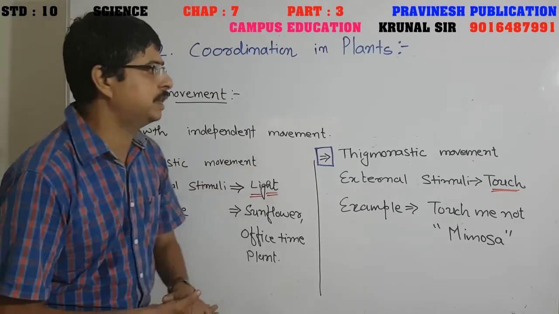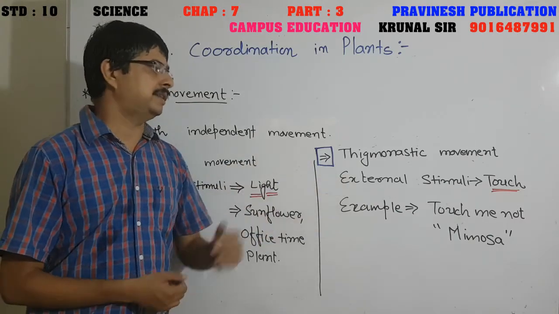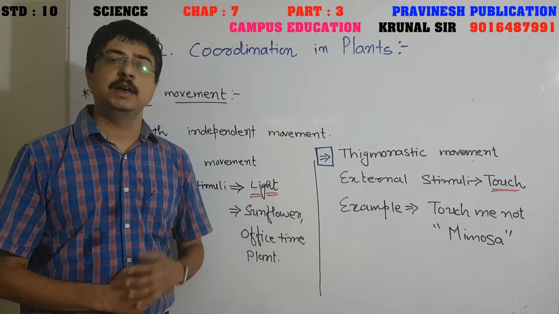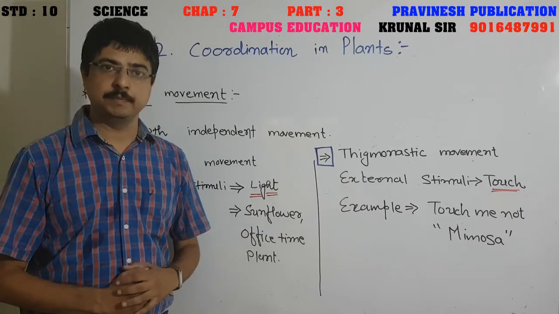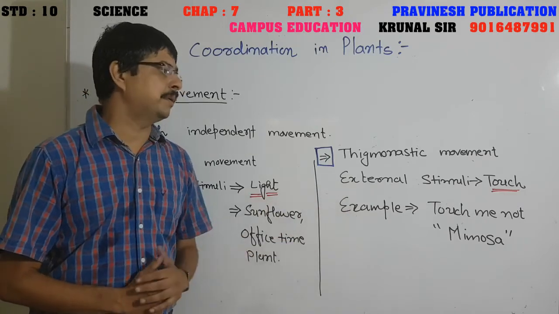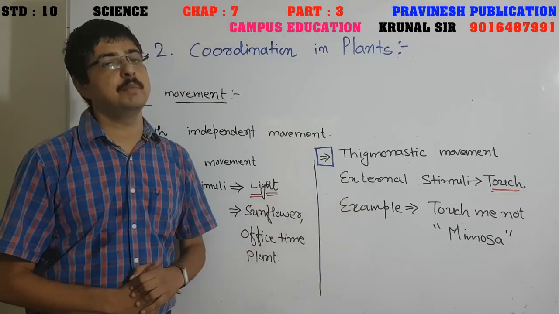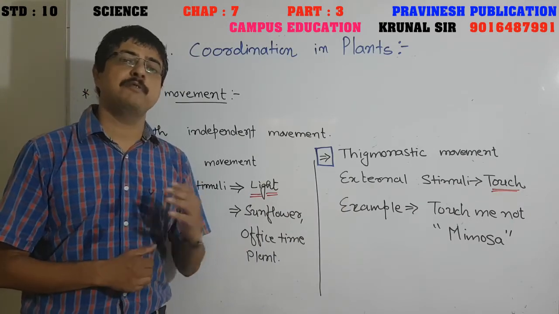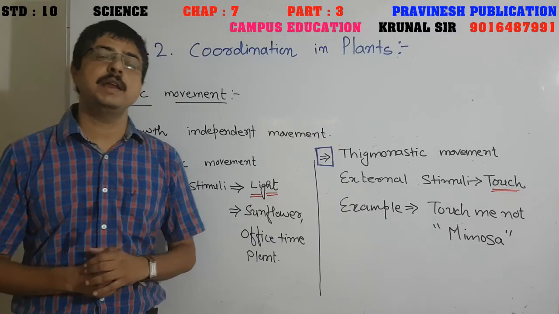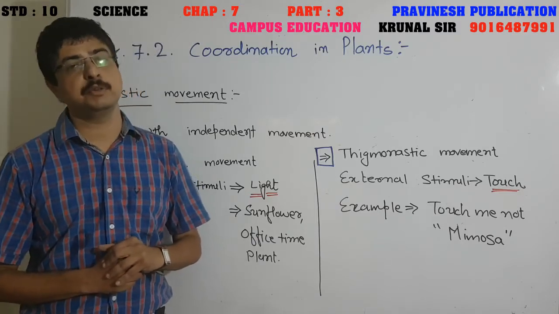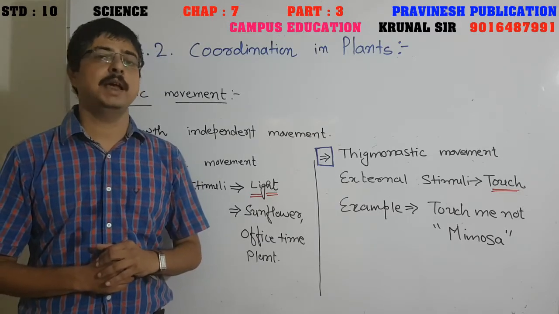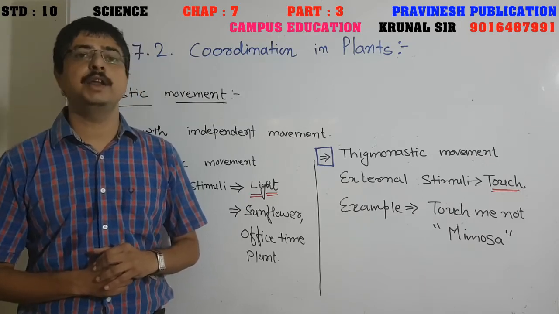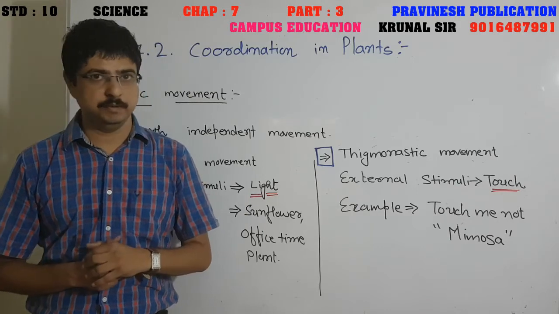Now the second one is thigmonastic movement. Here the external stimulus is touch. When you touch some plants, they show some movement. Here an example is touch me not, which is a plant of the mimosa family. Friends, in this plant, when you touch any leaf or branch of the touch me not plant, it folds up and drops down. After some time, it again comes back to its original position.